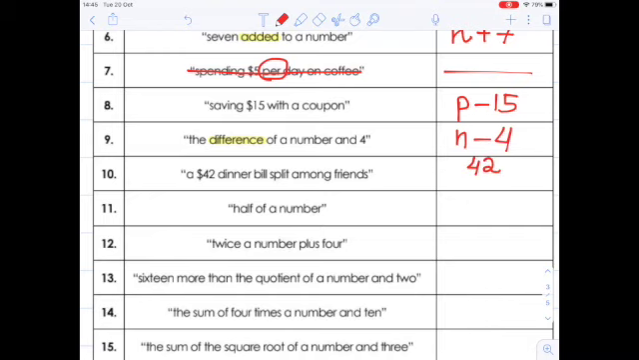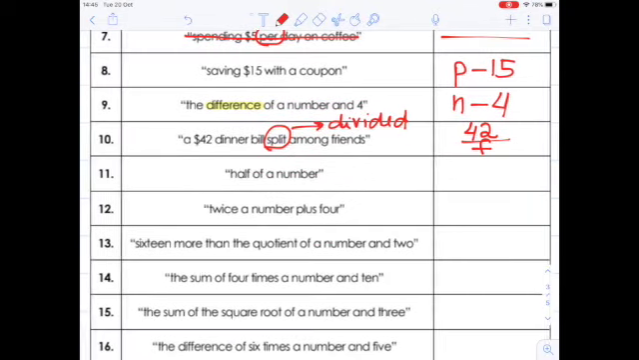Well, you're going to pay the $42, and the split is going to mean divided by the friends. But how many friends are there? I don't know. I'm going to call it F. Could I have called it X or A or B or C or Z? Yes. I just called it F just to remind me that I'm dividing by the number of friends.